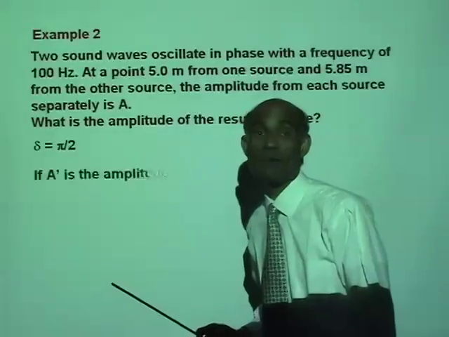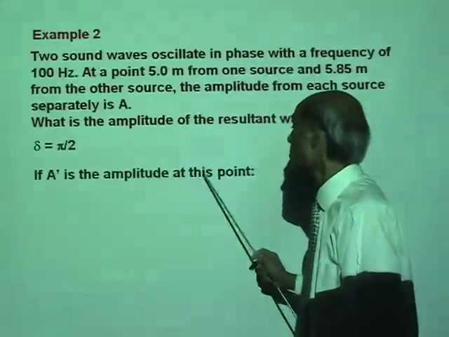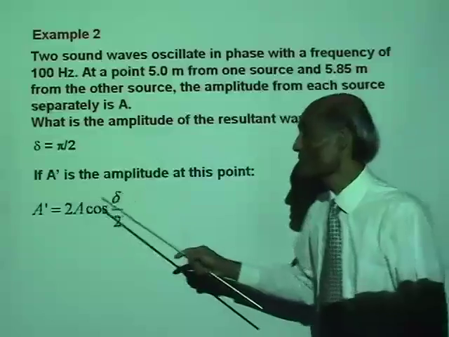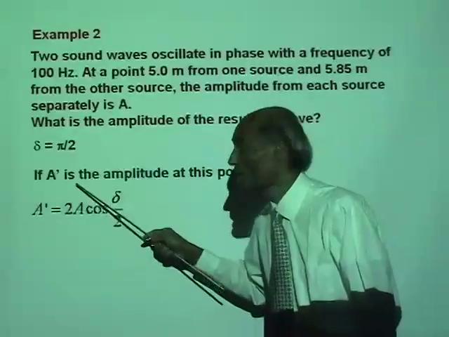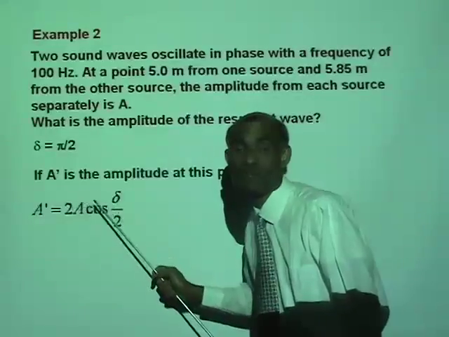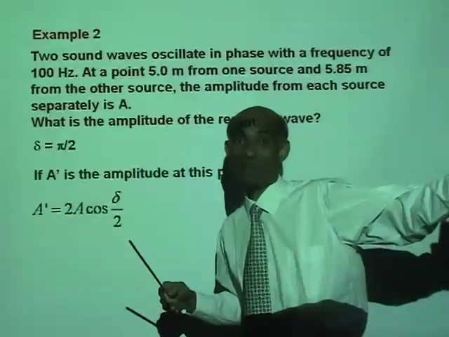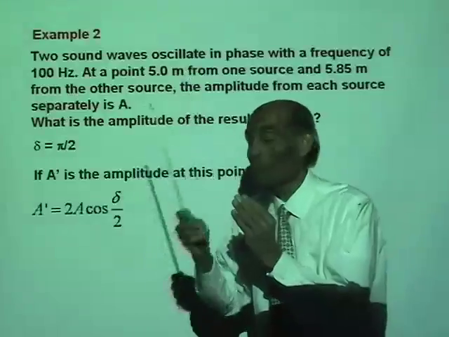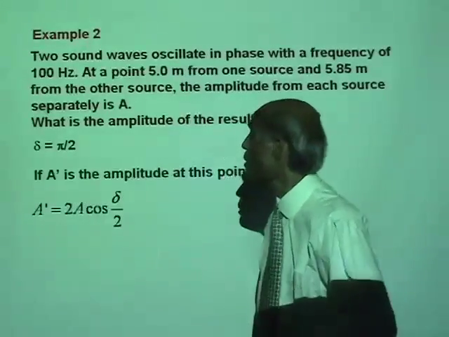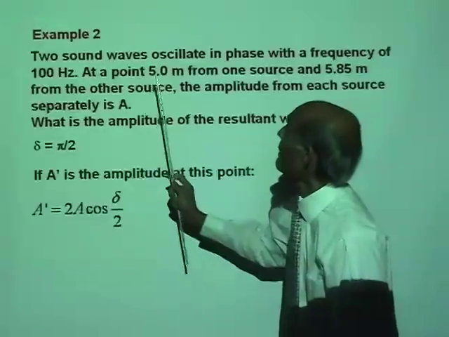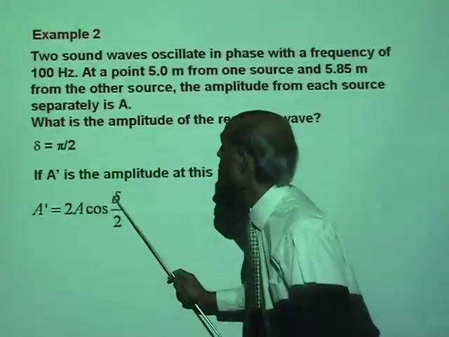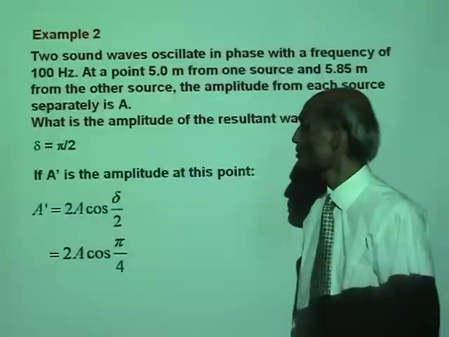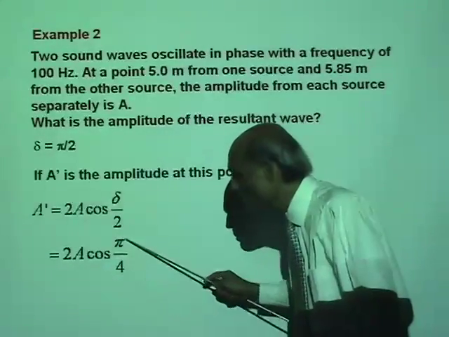Well, if delta is equal to pi by 2, A prime is the amplitude of the waves meeting at that point. Do you remember the equation for the amplitude? The resultant amplitude is 2a cos delta by 2. I hope you remember from our discussion of harmonic waves earlier. So if A prime is the amplitude when the two waves meet at that point, that A prime will be 2a cos delta by 2. Now, delta is pi by 2, therefore delta by 2 will be pi by 4. It will be 2a cos pi by 4. Anybody tell me the value of cos pi by 4?